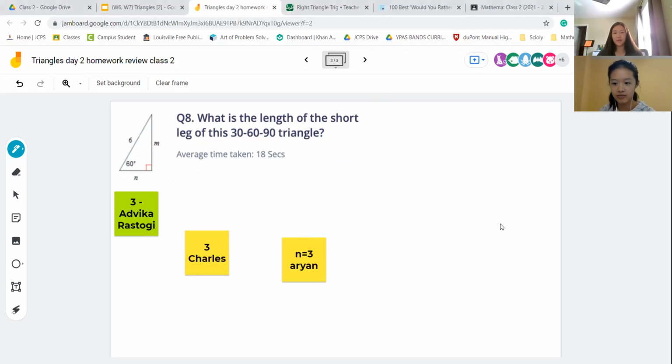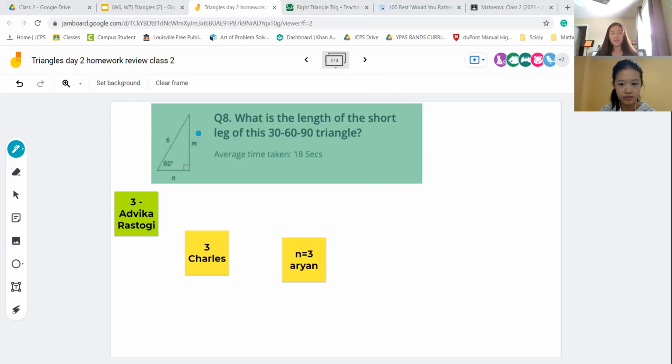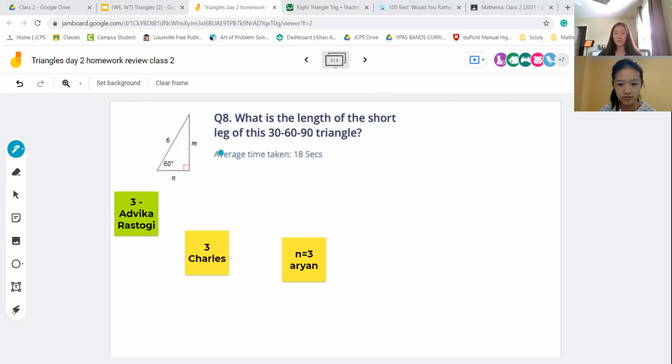Okay, last one. What is the length of the short leg of this 30, 60, 90 triangle? So the short leg of this triangle is n. The m1 would be the longer leg. So we just look at the relationship, and we know that the shorter leg is half the length of the hypotenuse. So n would be 3.